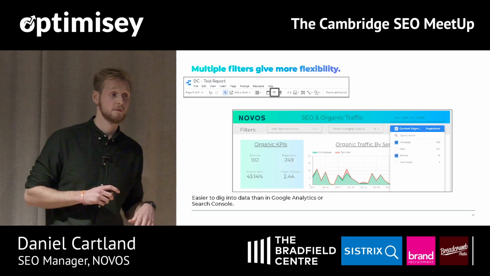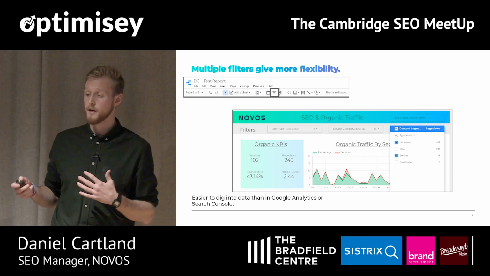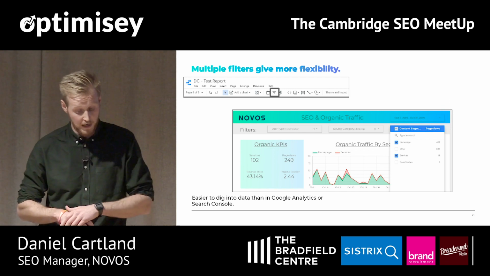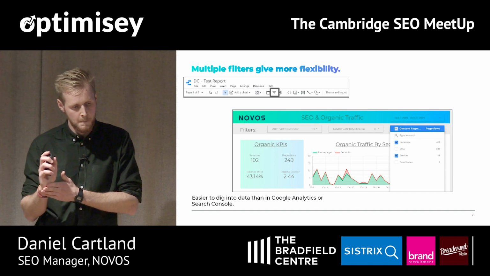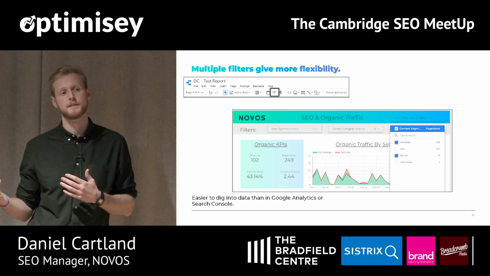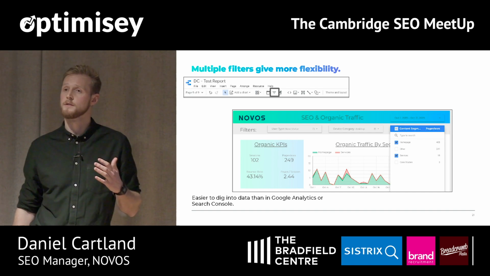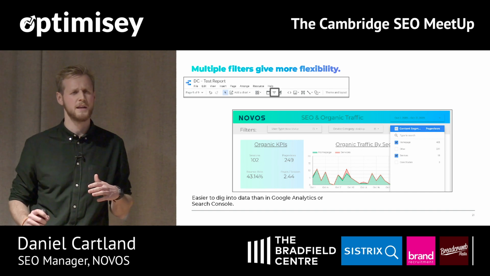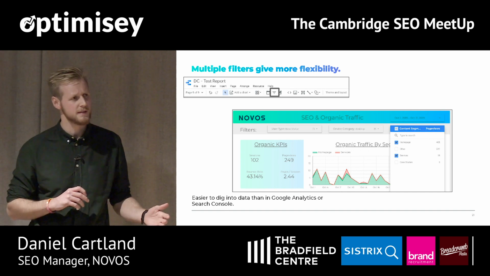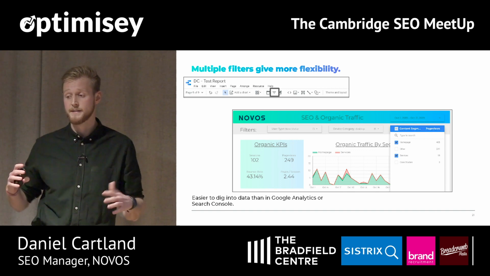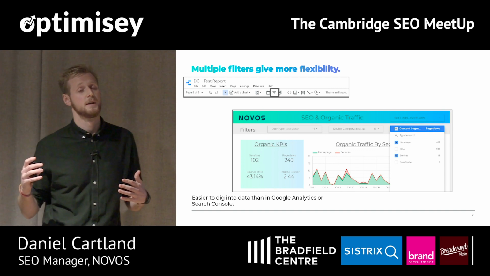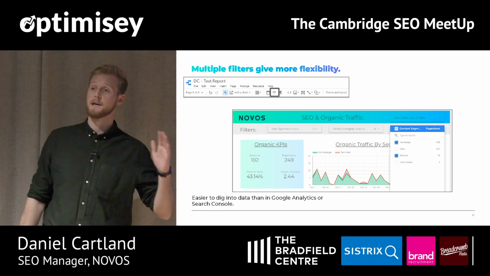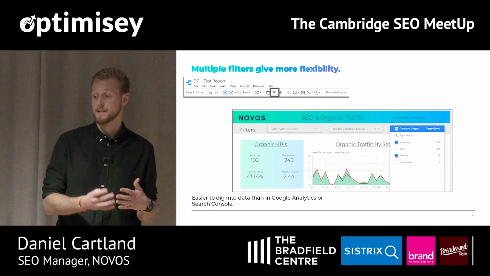A few more examples of how you can use Data Studio and how I've used Data Studio that I found really, really useful. Applying multiple filters. So in Search Console and Analytics, I think you have the option of adding 2 filters, whereas in Data Studio you can add as many as you want. What this means is you can get really, really granular data, really, really granular insight.